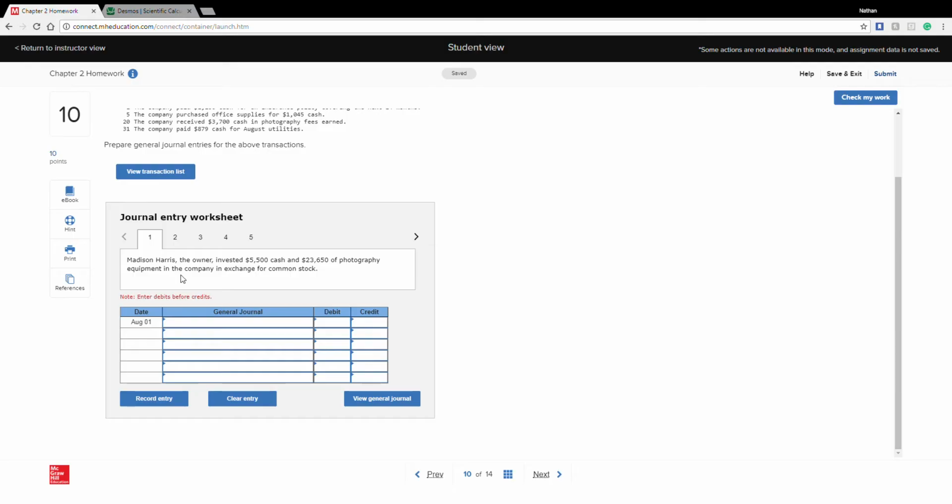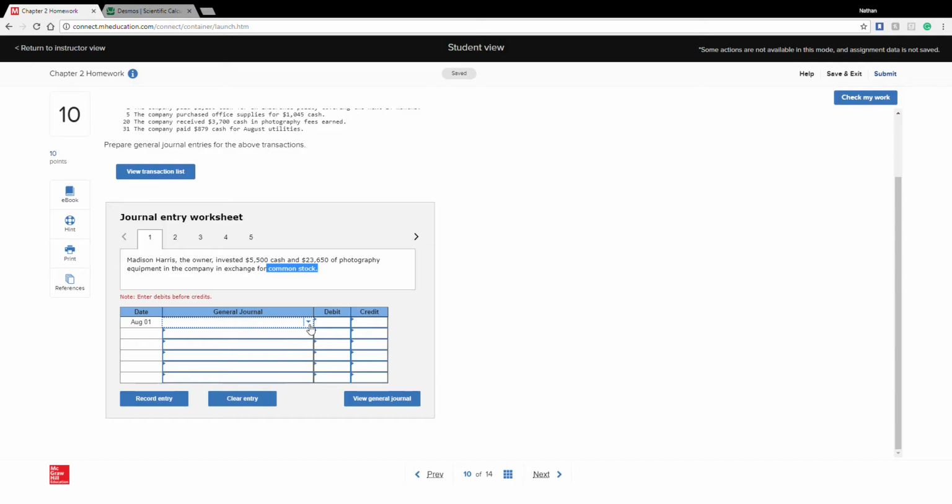Alright, let's see if we can find accounts. First, we find cash. We know it's part of the 5,500. We have the 23,650. That's part of photography equipment. And we see that it's going to be exchanged for common stock. Cool. So, since all these accounts are increasing, we're taking ownership of the cash as a business. We're taking ownership of the photography equipment. And then the owner, we're going to owe the owner the total in common stock.